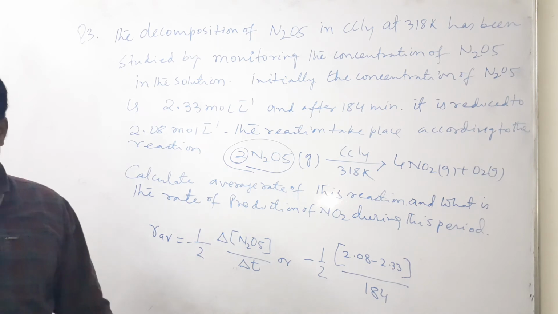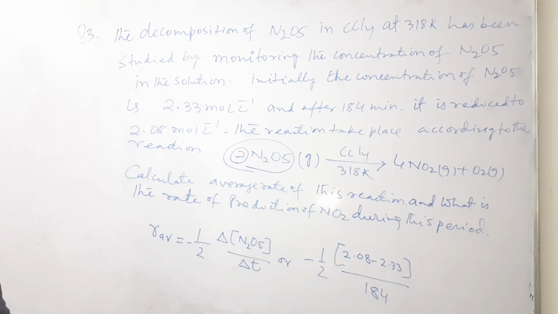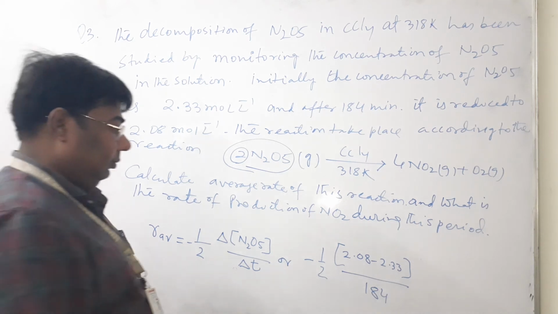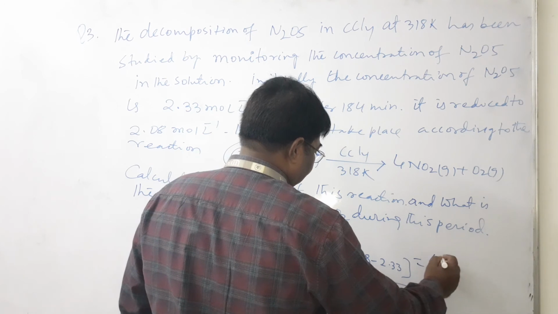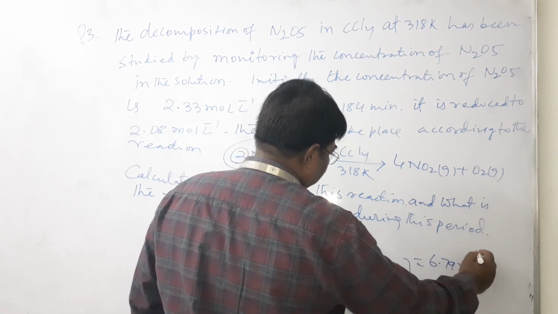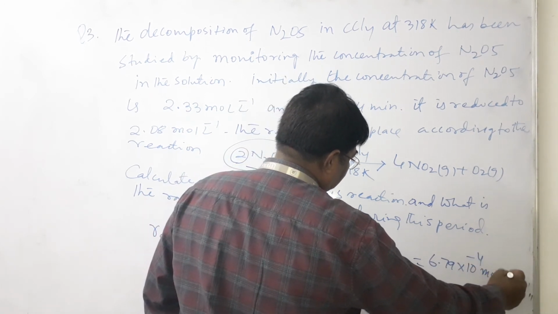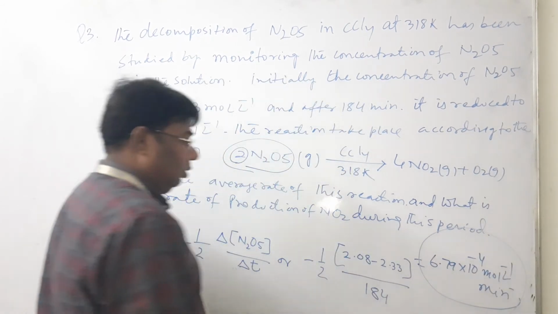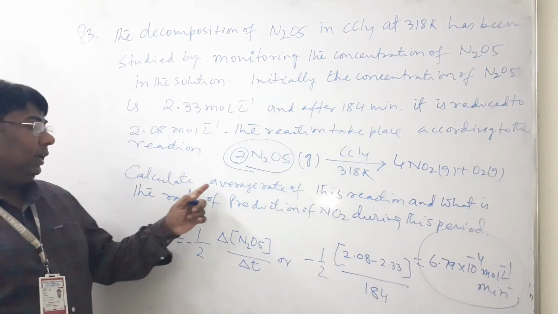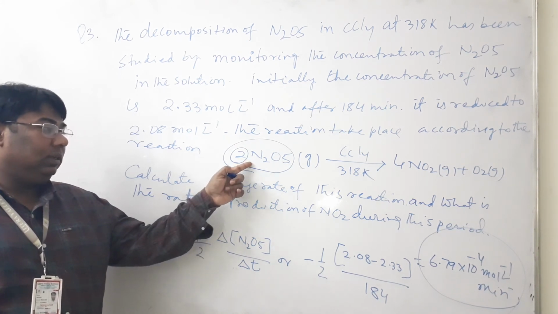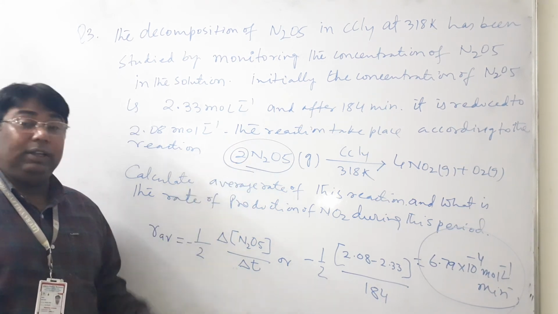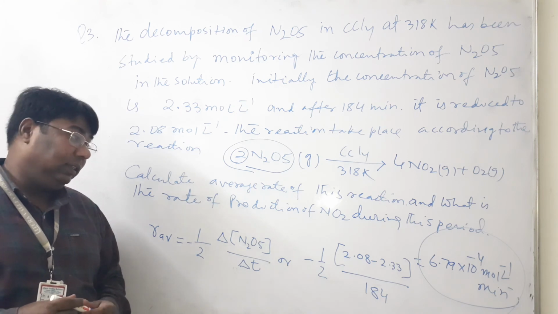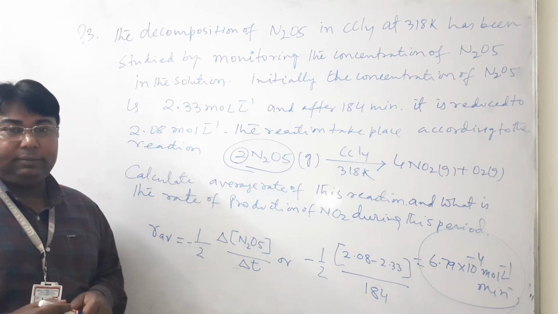Now you calculate, and after calculation the answer will be 6.79 into 10 to the power minus 4 mol liter inverse minute inverse. This is the answer. So in this way you find out the average reaction rate for this given reaction. I think that all of you understand.